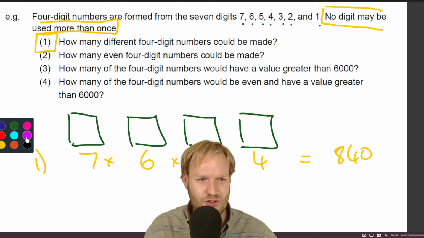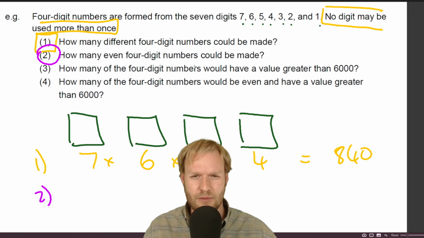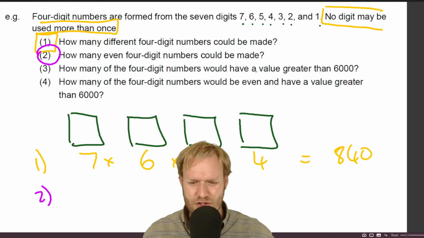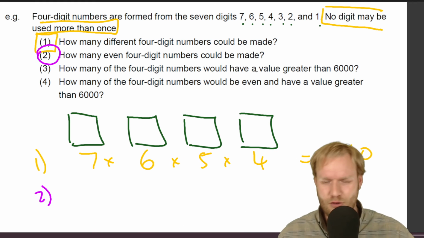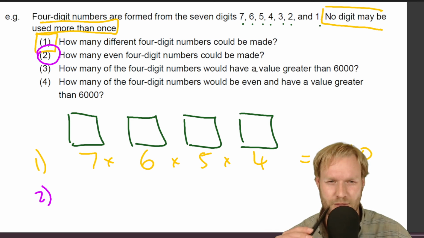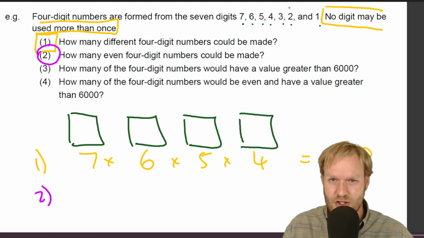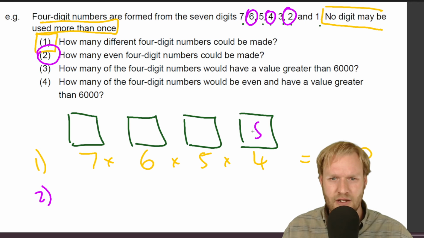Okay, then let's head into question 2. How many even 4-digit numbers could be made? So what's your thinking for this when we try to look for even 4-digit numbers? What are we going to do here? Well, if it's even, it means that the last digit has to be a 2, a 4, or a 6. It can't be a 1 because then it would be an odd number. 3, 5, or 7, those would be odd numbers.